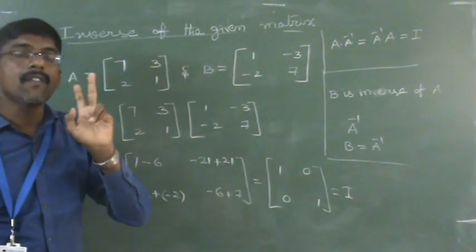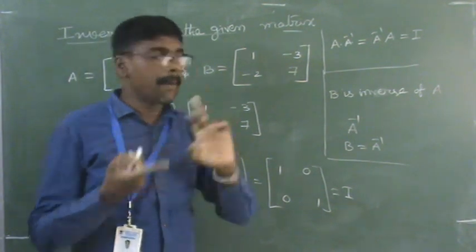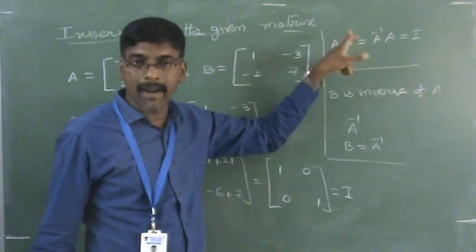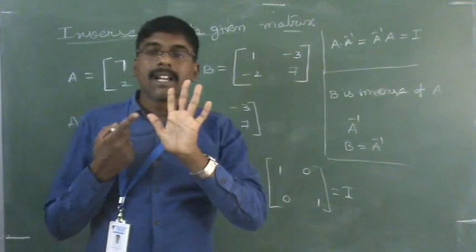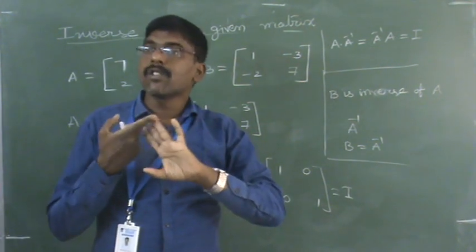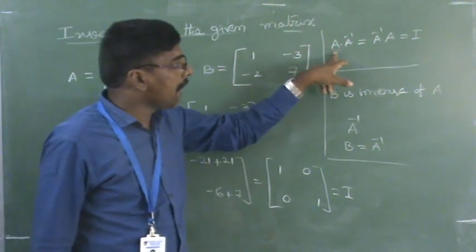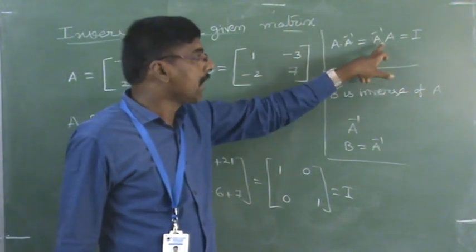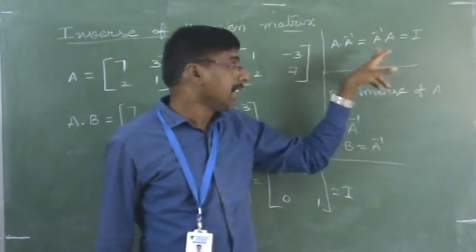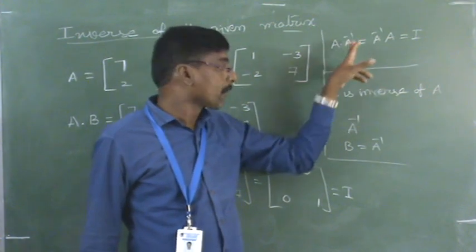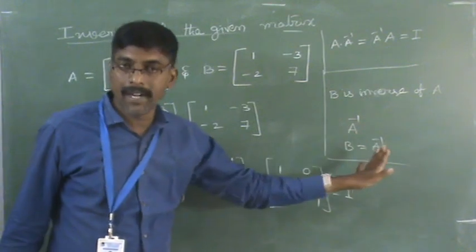Generally, in the case of the product of two matrices, AB does not equal BA. But in the case of the inverse of the given matrix, A into A inverse is equal to A inverse into A, which is equal to the unit matrix I. Here, how to find A inverse is the topic related to the inverse of the given matrix.